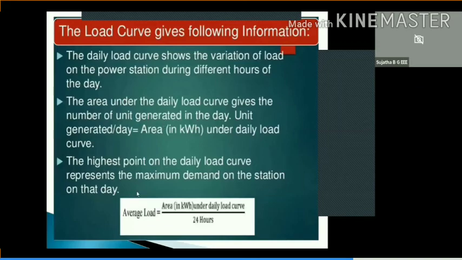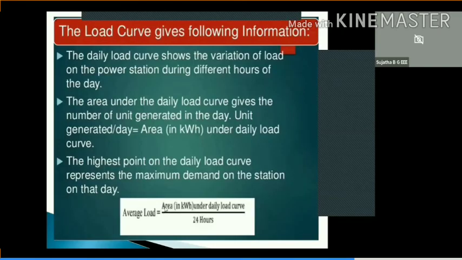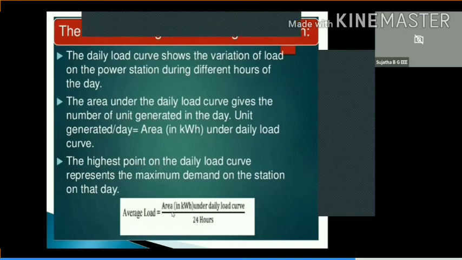Now to calculate average load, so this is the load curve. So average load may be somewhere here. How do you calculate that? Average load is equal to the area in kilowatt hour under the daily load curve, since here it is daily, that is for 24 hours, divided by the total time, that is 24 hours. So this will give the average load.